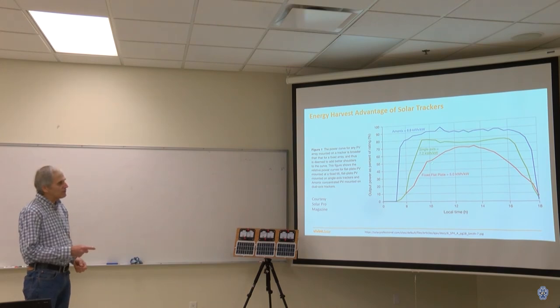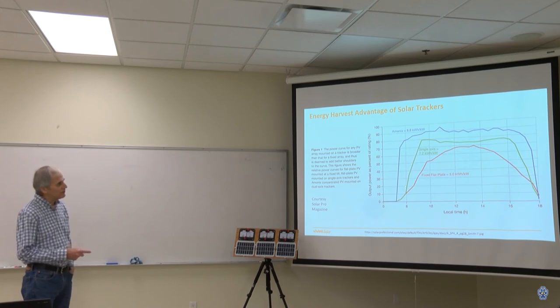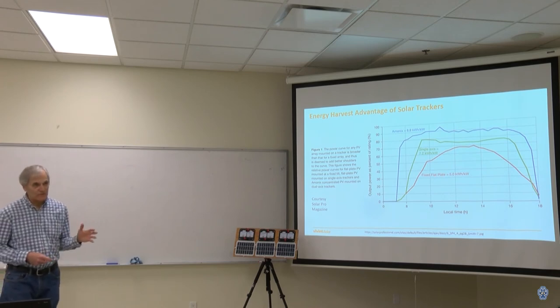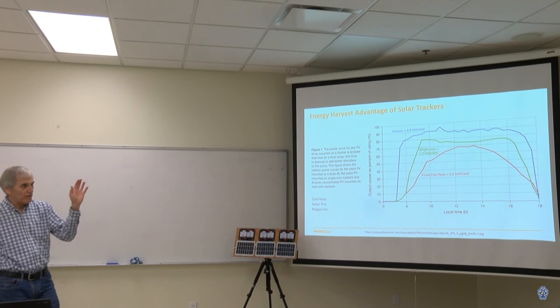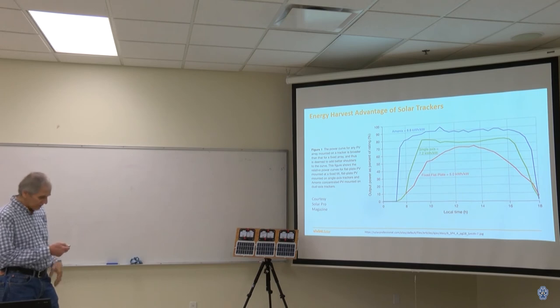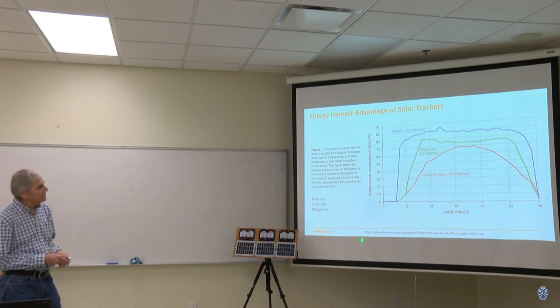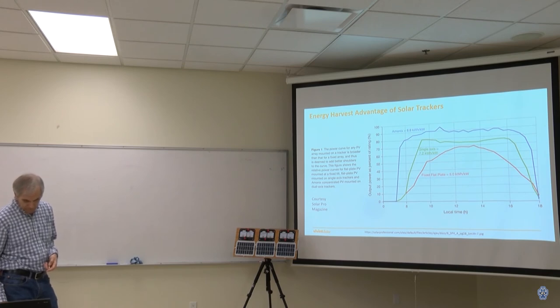So here's a fixed array, the red curve, and you notice it has the expected bell-shaped curve that peaks at solar noon. And there are no shoulders. Whereas if you go with a single axis tracker, that's the green curve, and it has some really nice shoulders. And if you add another axis so that it can follow the sun exactly, no matter where it is in the sky, then your production just jumps up basically at sunrise, or shortly after, and is almost flat all the way till almost sunset. So those are important shoulders. They're worth a lot of money.